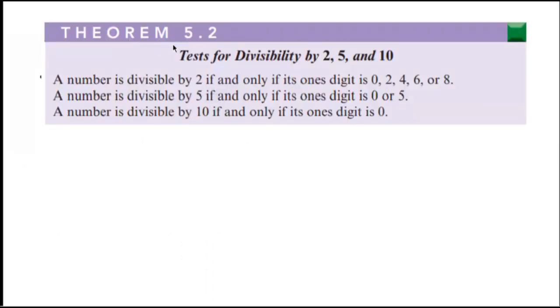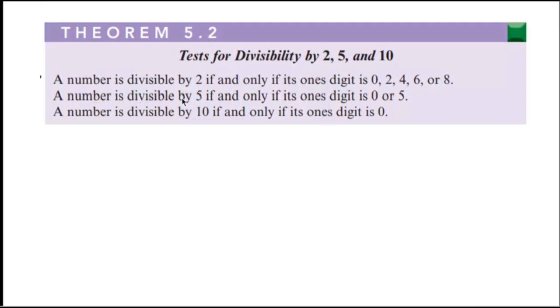So by the theorem 5.2, test for divisibility by 2, 5, and 10. A number is divisible by 2 if and only if its ones digit is 0, 2, 4, 6, or 8. Kapag tingnan natin yung given number, basta yung kanyang ones digit ay ganito yung mga number na nakikita nyo. So, divisible by 2 yun.